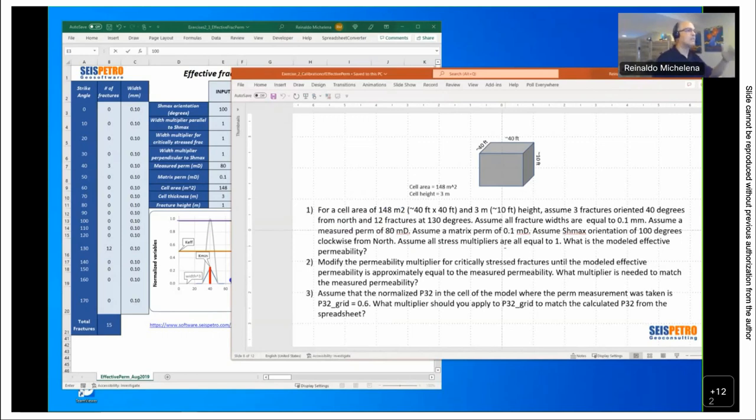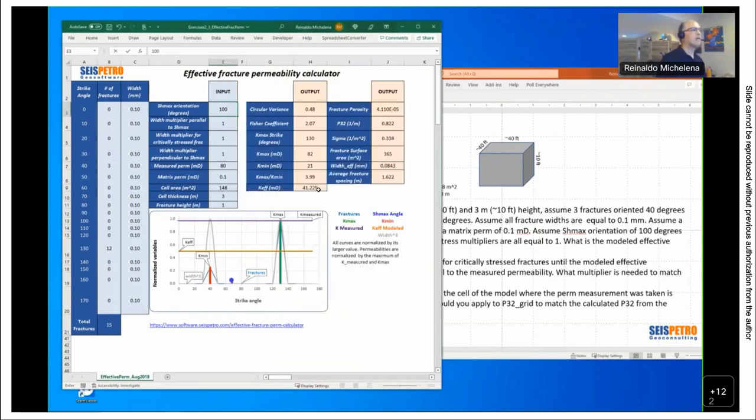Now, after you input this data, what is the model effective permeability? So all you have to do after you input your data is look at what is the result, and it is right here. So this is the effective permeability in that cell that corresponds to those parameters. Okay, it's 41.225 millidarcies. So this part of the exercise is very simple. You simply input the data and you look at the number.